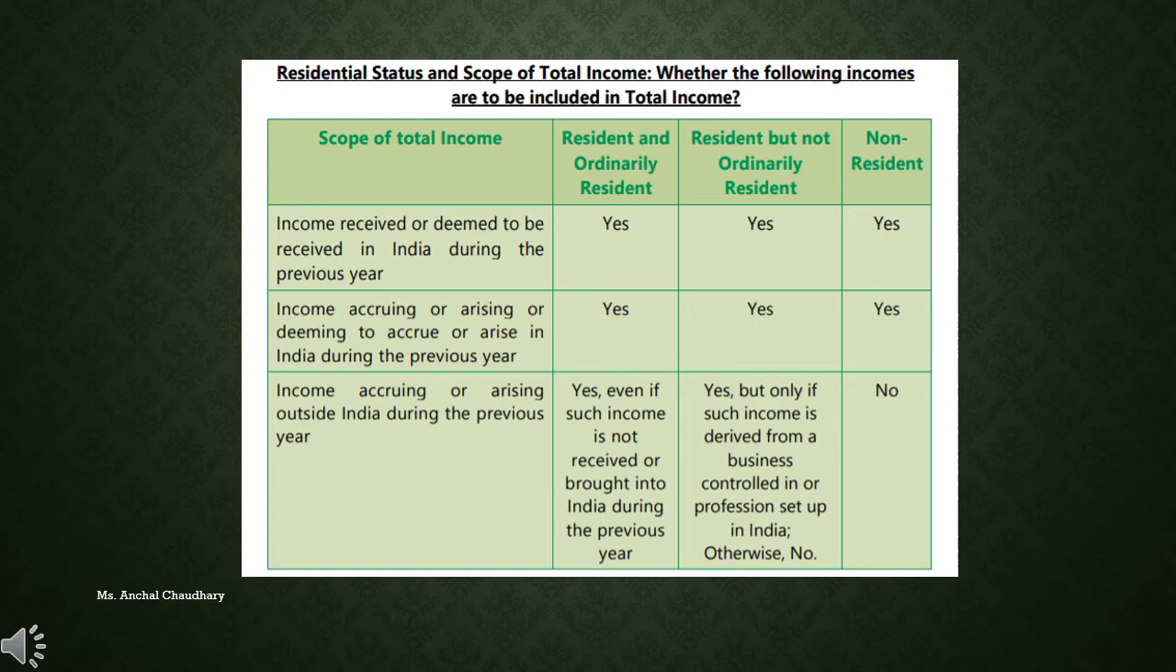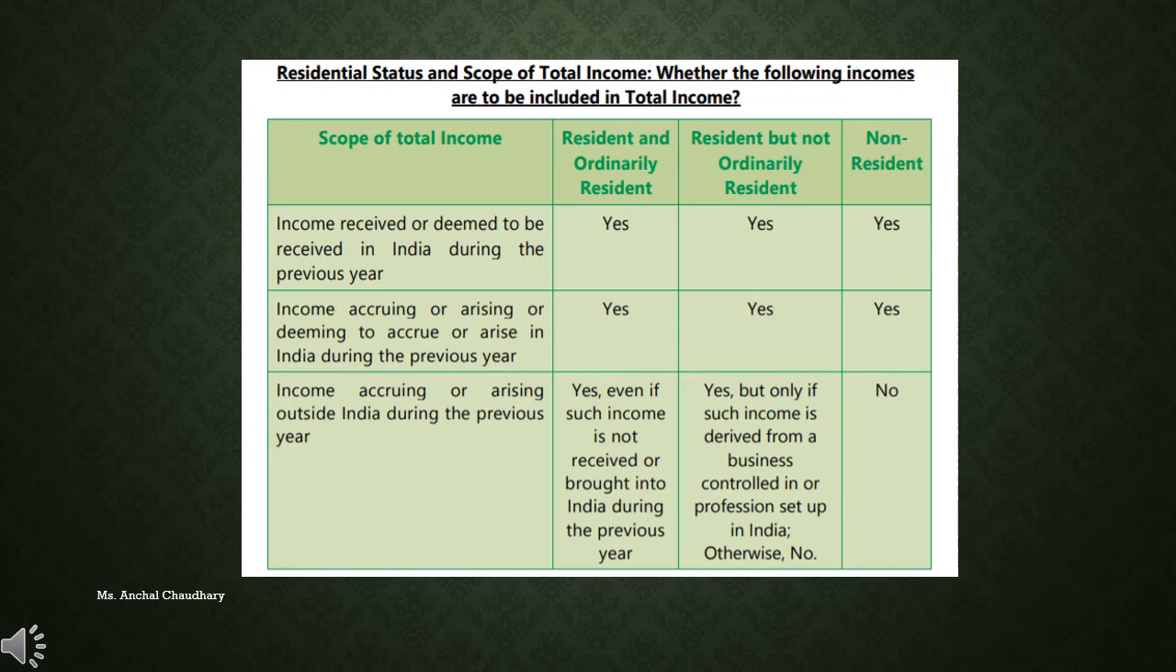If that person is resident but not ordinary resident, then also you have to pay tax, and in case of non-resident also you have to pay the tax on certain income. When income is accruing or arising or deemed to accrue or arise in India during the previous year, if income is accrued or arising from India only, then in all of these three situations that income will be taxable. It will be taxable under resident, resident but not ordinary resident, and non-resident.